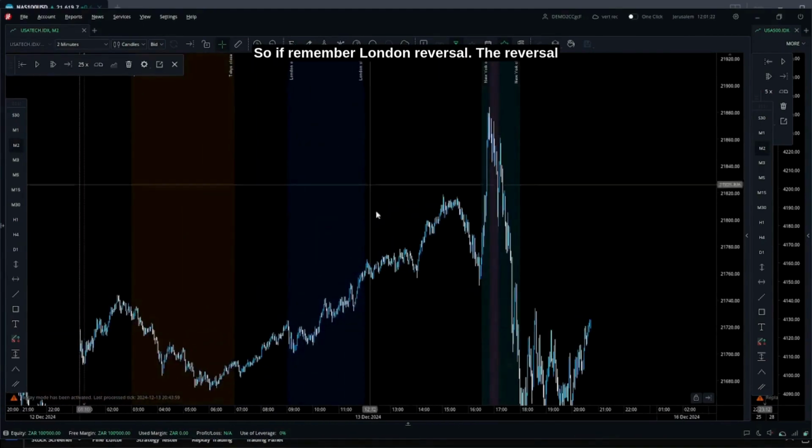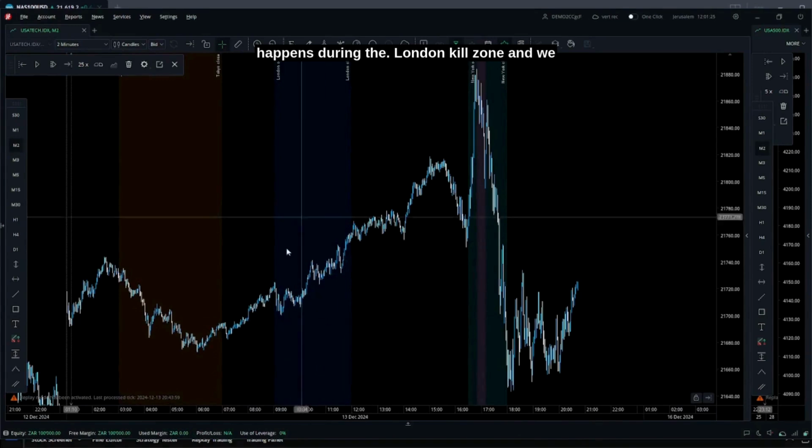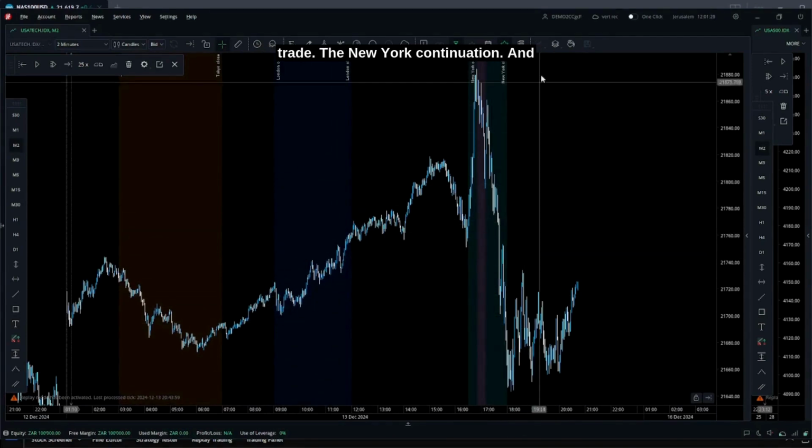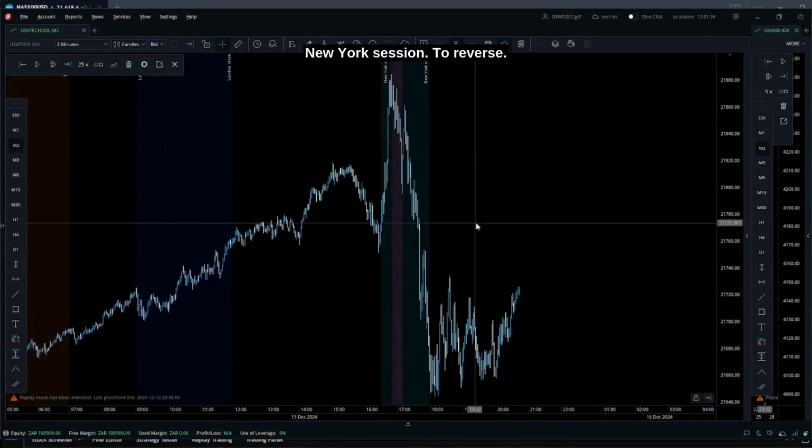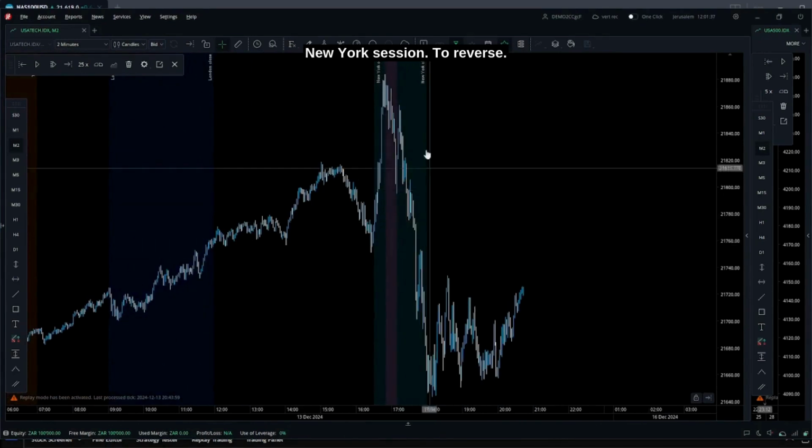So if you remember, with London reversal, the reversal happens during the London kill zone, and we trade the New York continuation. And with New York reversal, we wait for New York session to reverse.